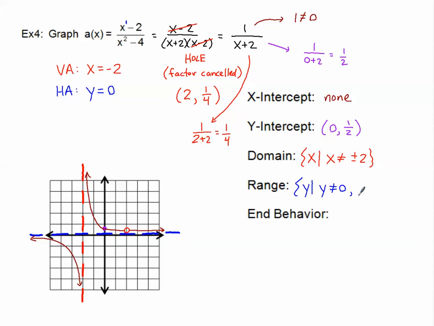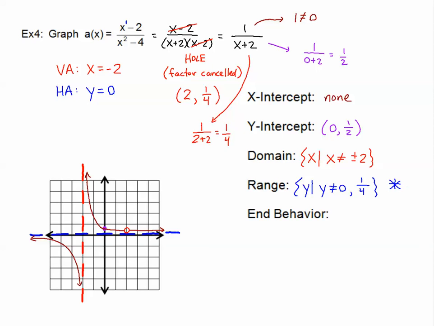This hole wipes away a part of the domain, but it will also wipe away a part of the range. That's why it's important that we figured out that it's at 1/4. The range does not exist when y equals 1/4 either because of the hole. So this is a little bit trickier of a range.